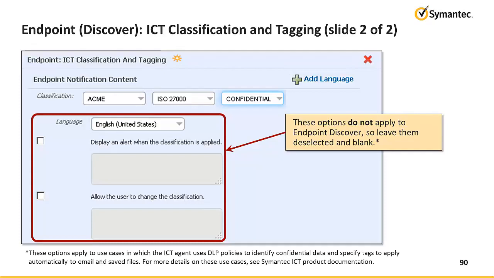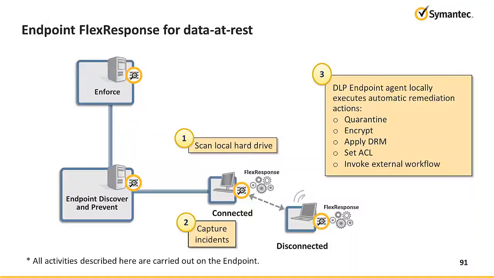These options apply to use cases in which ICT requests DLP to identify confidential data and to specify the tags that the ICT agent then applies to email and saved files. For more details on these use cases, please see Symantec's ICT product documentation. In addition to the Endpoint Quarantine and Endpoint ICT Classification and Tagging Response Rules, the Endpoint FlexResponse technology is also available for performing remediation of Endpoint Discover incidents. For instance, a customized FlexResponse plugin can be developed to encrypt, redact confidential information, or adjust the permissions of a file with sensitive information.